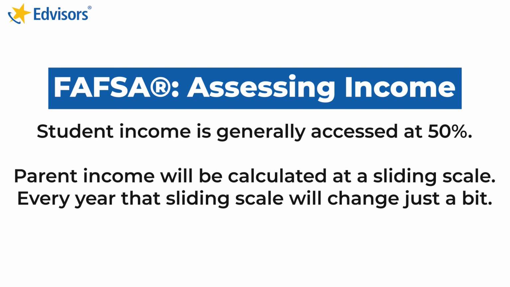Student income over the income protection allowance is generally assessed at 50%. Parent income assessed over the income protection allowance will not be assessed at a flat rate like the student income. It'll be calculated based on a sliding scale, and every year that sliding scale changes just a little bit. But in years past, that sliding scale still tends to be under the 50% assessment that a student would have. So basically, a student's income will have a larger impact on the expected family contribution calculation than a parent's income would have.